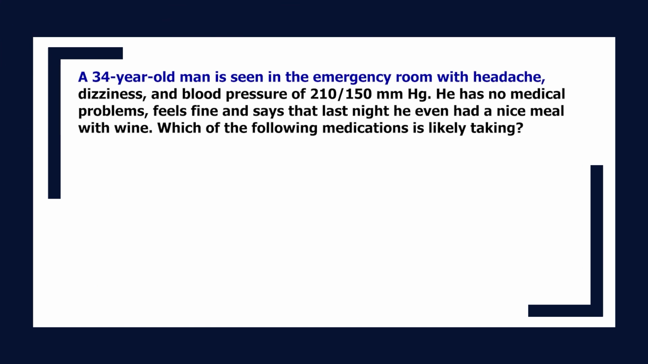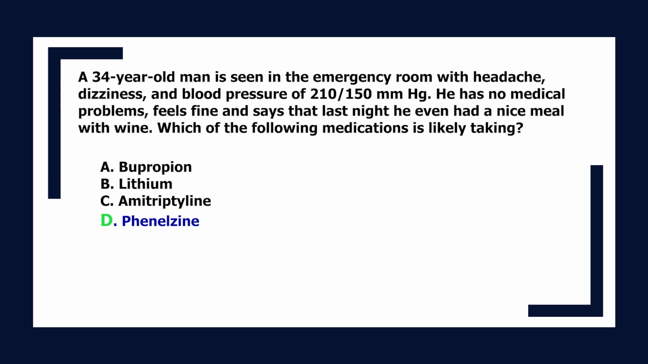A 34-year-old man is seen in the emergency room with headache, dizziness, and blood pressure of 210/150 millimeters of mercury. He has no medical problems, feels fine, and says that last night he even had a nice meal with wine. Which of the following medications is he likely taking? A. Bupropion. B. Lithium. C. Amitriptyline. D. Phenelzine. The answer is D. Phenelzine.